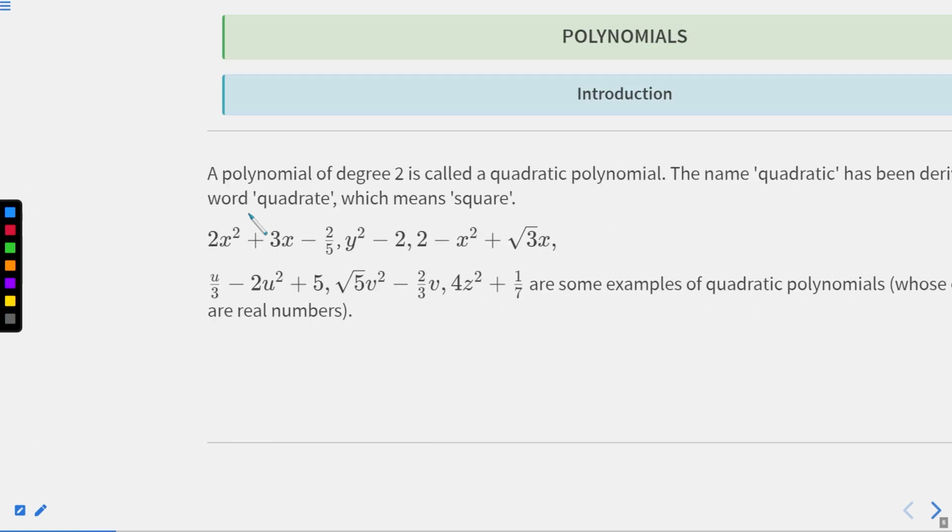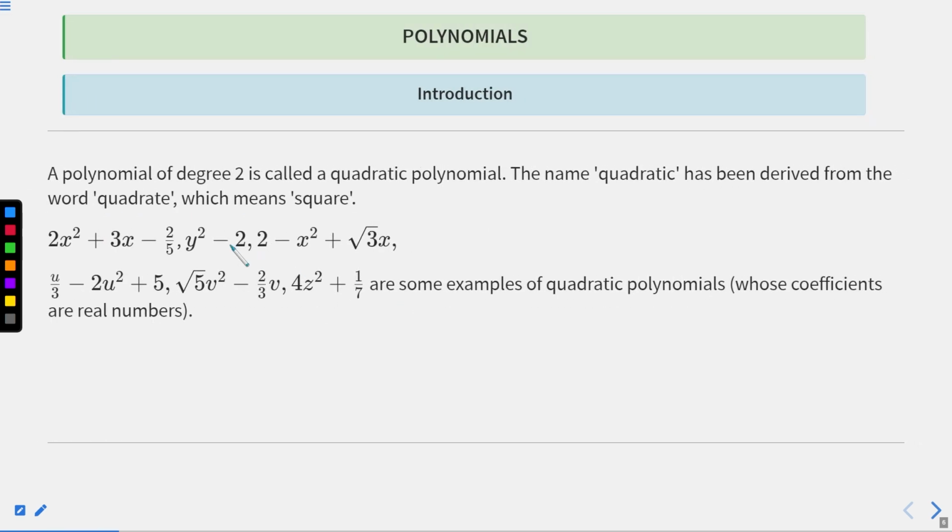Okay, so now let us move to the next slide. A polynomial of degree 2 is called a quadratic polynomial. The name quadratic has been derived from the word quadrate, that means square. For example, you can take the expression 2x square plus 3x minus 2 over 5. This is a quadratic polynomial since the degree of this polynomial is 2. This is a quadratic polynomial in variable x, and here y square minus 2 is also a quadratic polynomial in variable y.